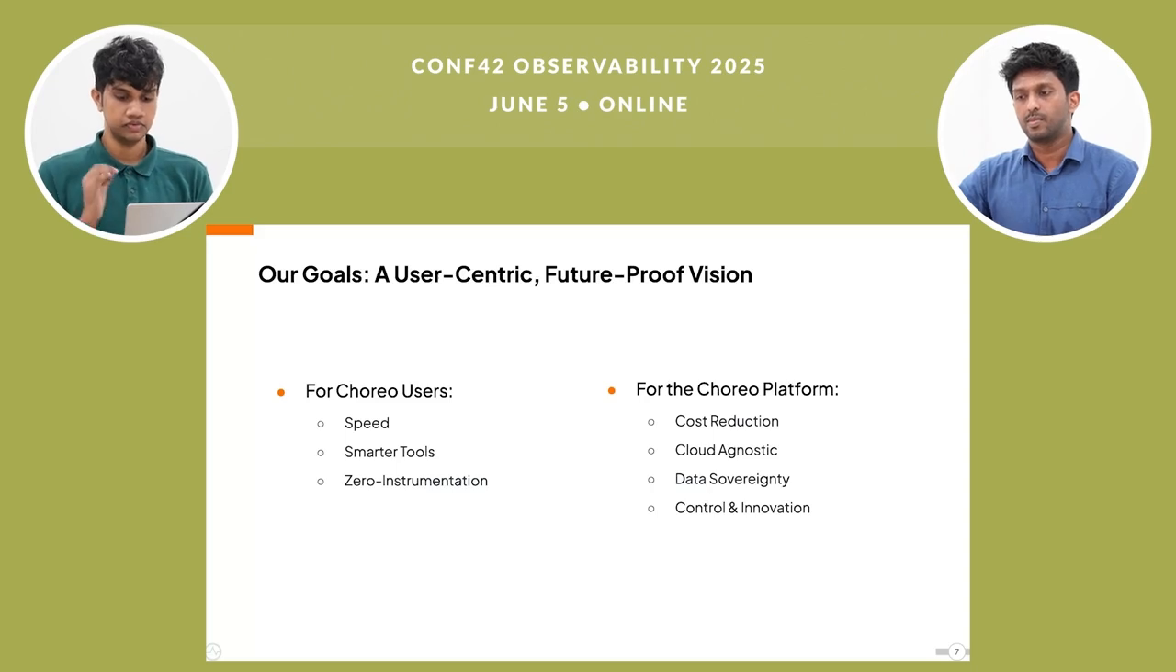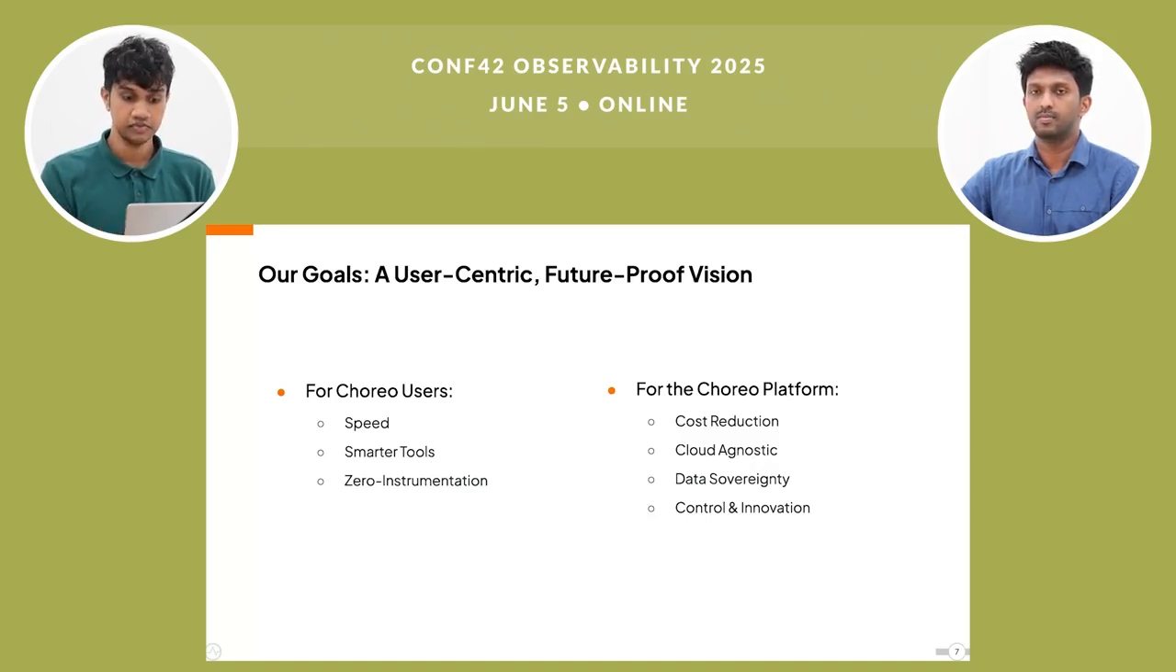With those challenges, we defined our next generation observability stack with two main perspectives in mind. For Choreo users, our primary customers, we wanted to provide speed. That means drastically reducing log latency. We also wanted to provide smarter tools, such as intuitive UIs where you can see how all their services are interacting. Another key decision we made was that we want this platform to be zero instrumentation. That means the user doesn't have to do anything. They just deploy and we take care of the rest.